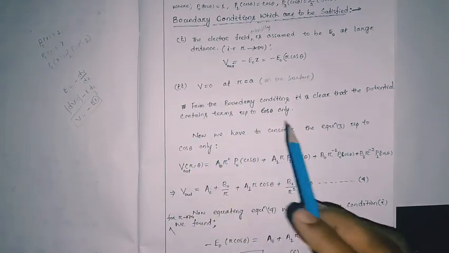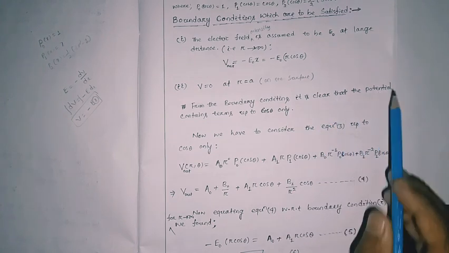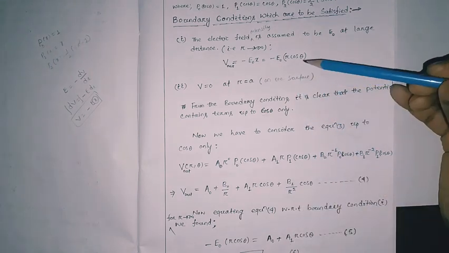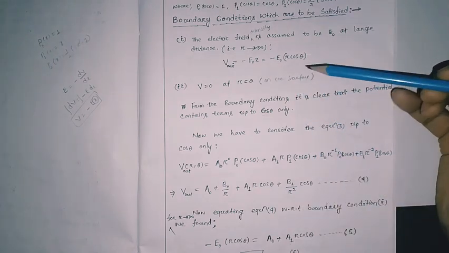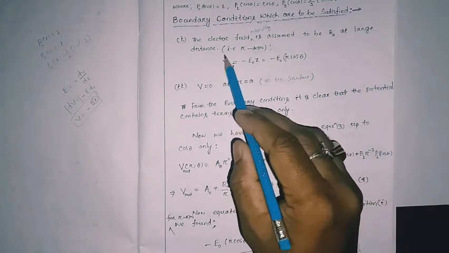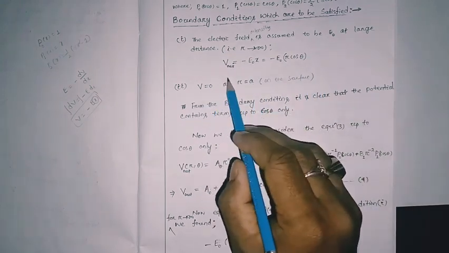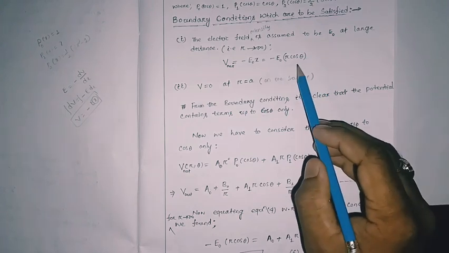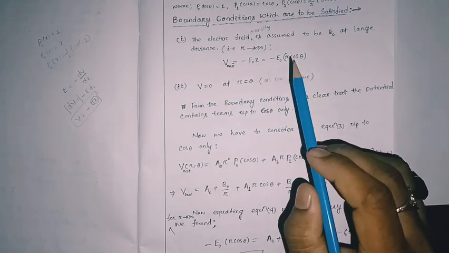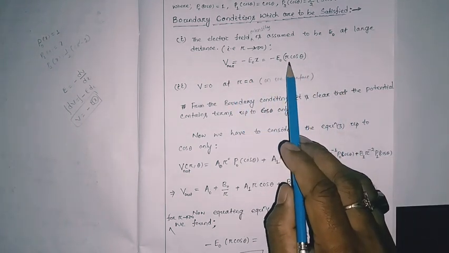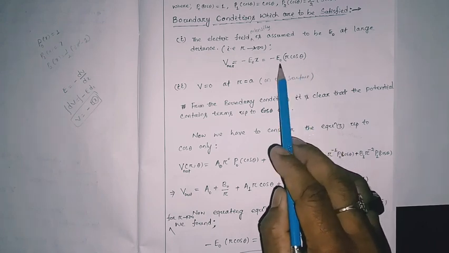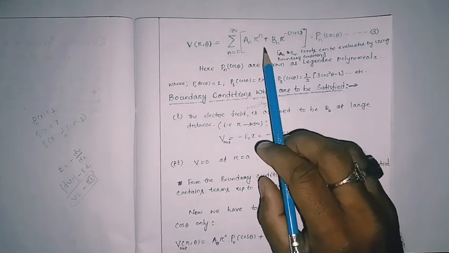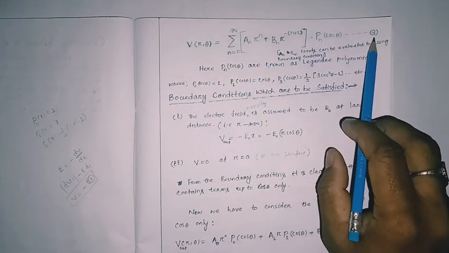From the boundary conditions, it is clear that the potential contains terms up to cos theta only. So here, if we consider this term and this term, this is V out and this is also V out. If I consider both boundary conditions, then the potential contains the cos theta term only. Okay, now we are going to go for the third equation.